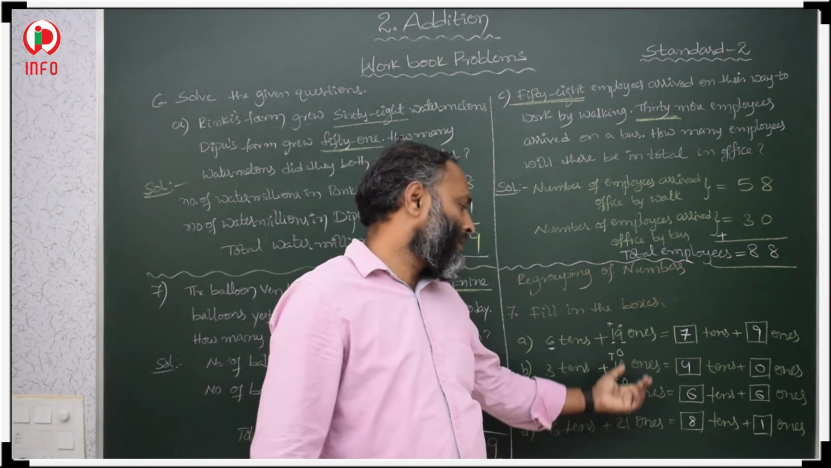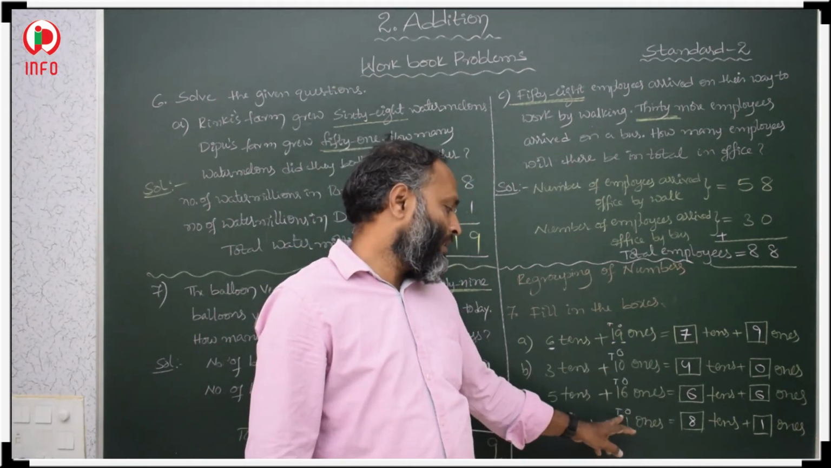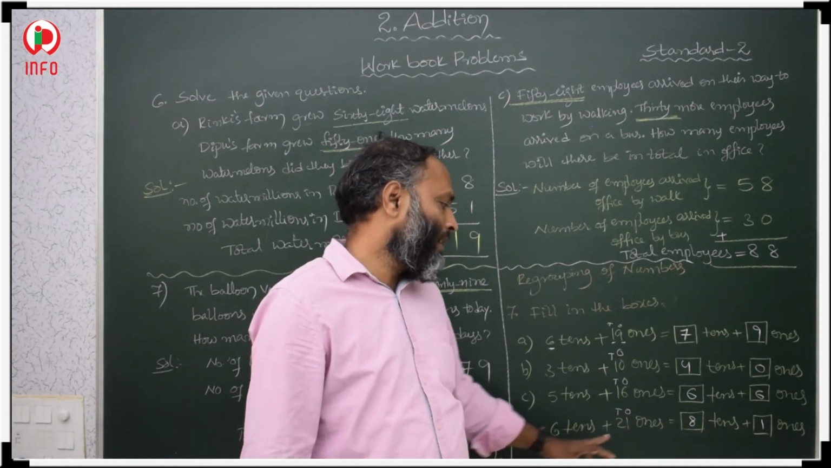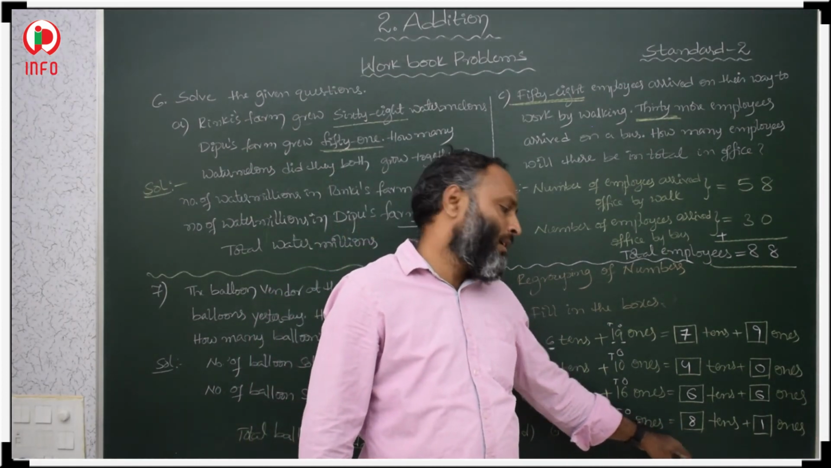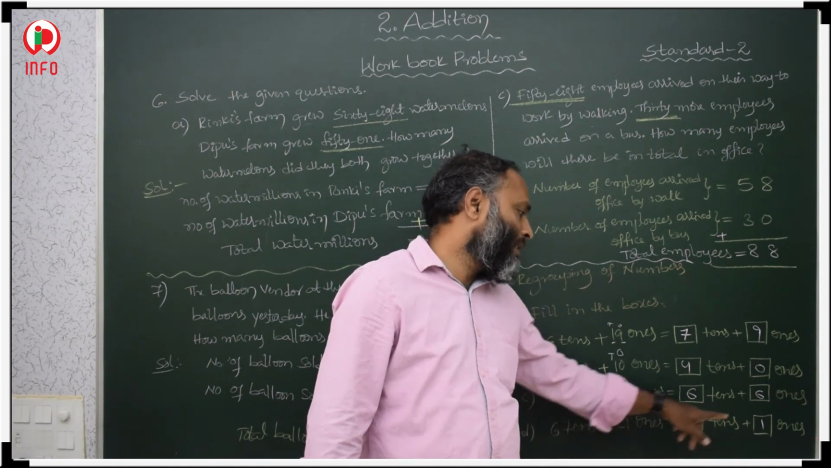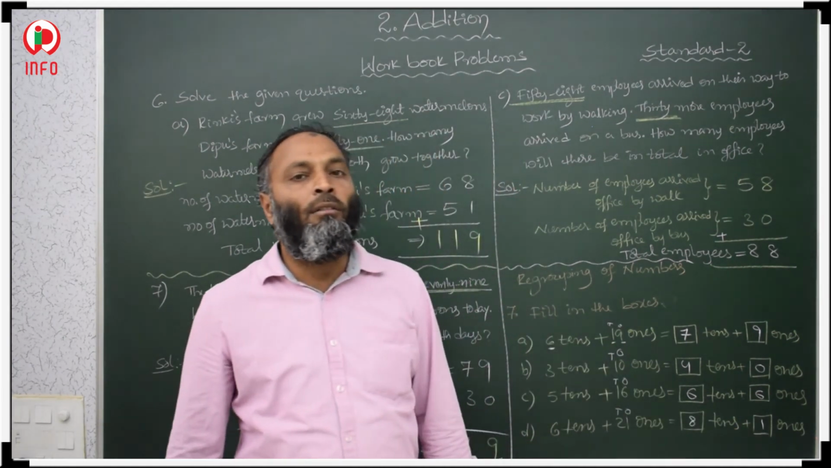So in the ones, the number of ones, how many tens were there? Those tens we have to add here. So that total of tens we keep here, and the number of ones whatever is there, that we write there. Okay.